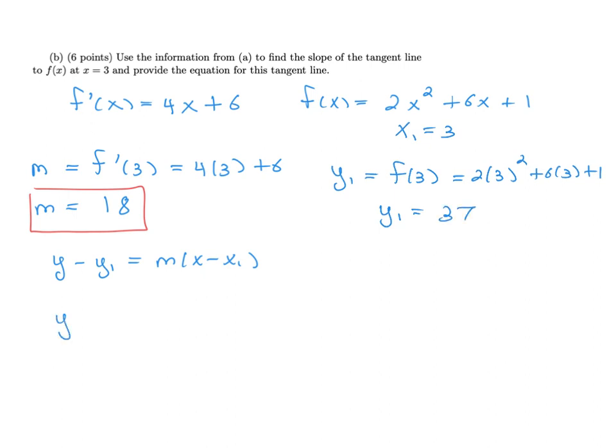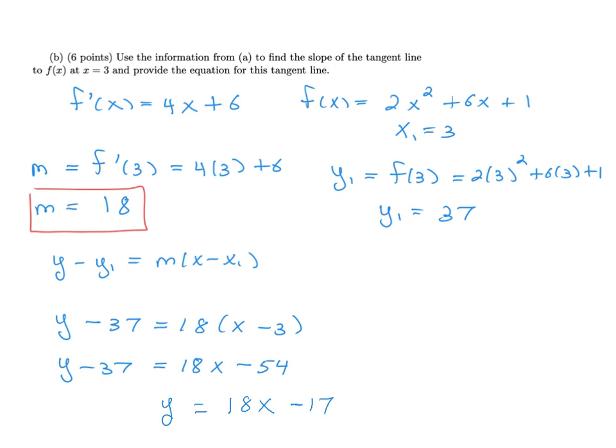In my formula, I have y minus 37 is equal to 18 times x minus 3. If you want to write this in y equals mx plus b form, we can distribute the 18, and we get 18x minus 54. And then if we add 37 to both sides, we get that y is equal to 18x minus 17. And this is the final answer.